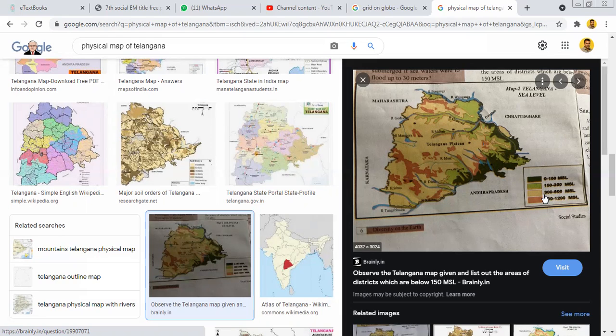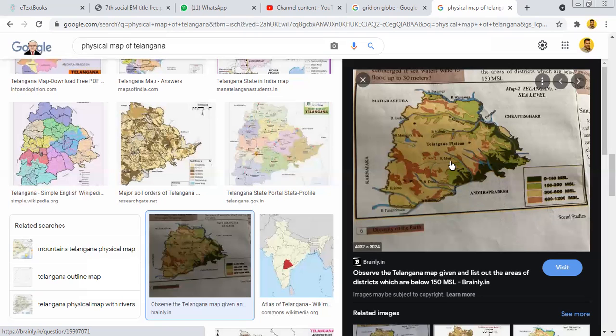And yellow color, the third one, is 300 to 600 meters height. The remaining area, the Telangana plateau, the Telangana landmass, is mostly 300 to 600 meters above sea level. Some places are located above 600 to 1200 meters above sea level. Especially Hyderabad is above 1200 meters above sea level.